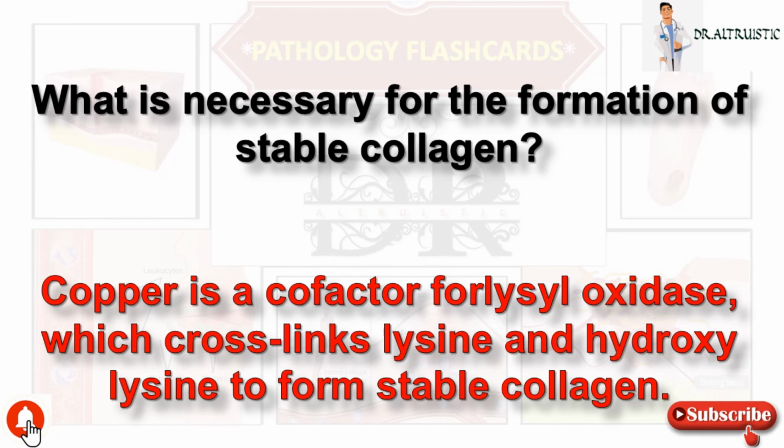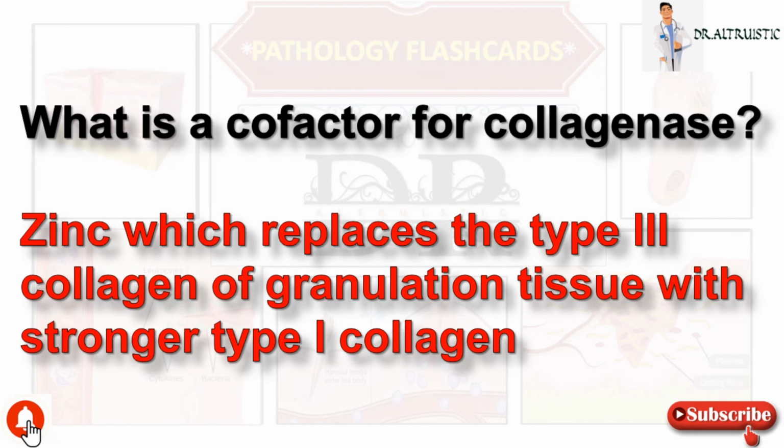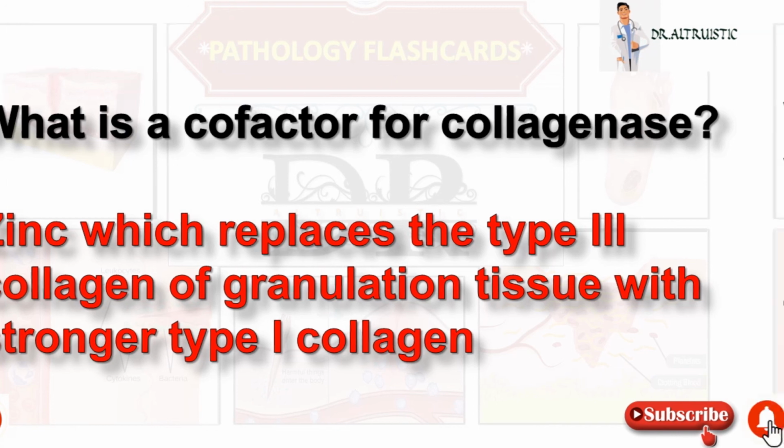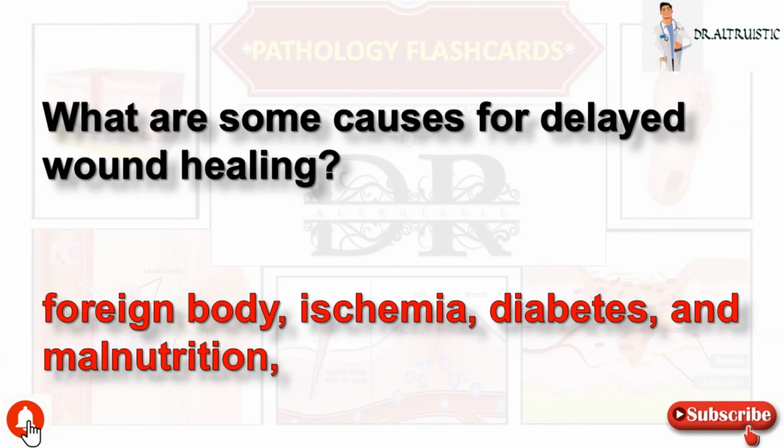What is necessary for the formation of stable collagen? Copper is a cofactor for lysyl oxidase, which cross-links lysine and hydroxylysine to form stable collagen. What is a cofactor for collagenase? Zinc, which replaces the type 3 collagen of granulation tissue with stronger type 1 collagen. What are some causes for delayed wound healing? Foreign body, ischemia, diabetes, and malnutrition.